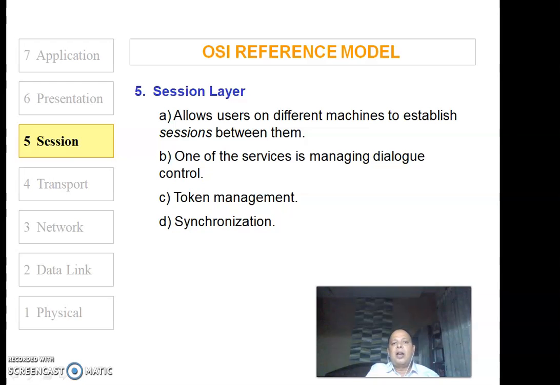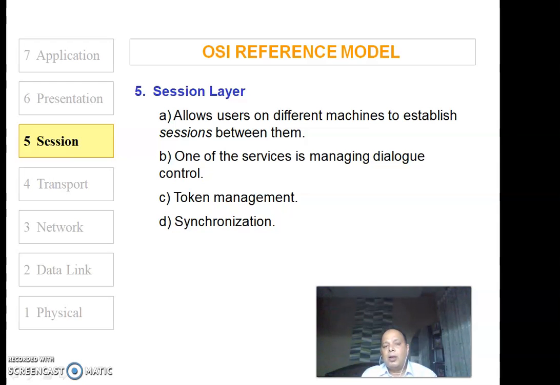The session layer, again we have seen, is very important because when two machines, two nodes or two hosts communicate over the network, they engage a session, and this session allows them to have synchronization. So the session layer allows the users on different machines to establish sessions between them. It is a part of dialog control, the dialog between two nodes or two hosts, and therefore this dialog control is very important.